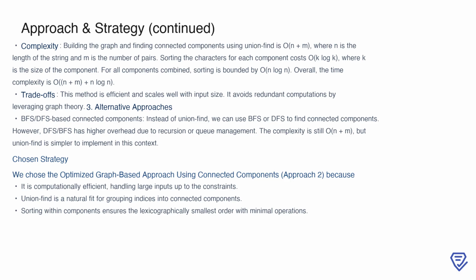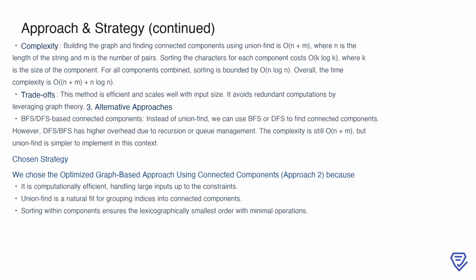The optimized graph-based approach has an efficient time complexity that makes it ideal for solving this problem. Using union find to build the graph and determine connected components takes O(n + m), where n is the length of the string and m is the number of pairs. Sorting the characters within each component is the most computationally expensive step, with a complexity of O(k log k) for a component of size k. By summing across all components, the total sorting cost is bounded by O(n log n). Combining these, the overall time complexity of this approach is O(n + m) plus n log n. This makes the method highly efficient for large inputs.